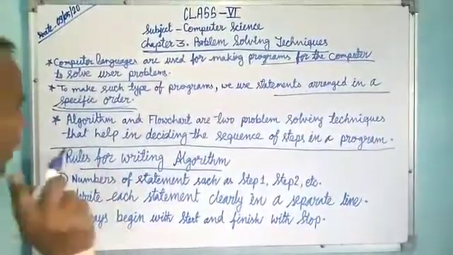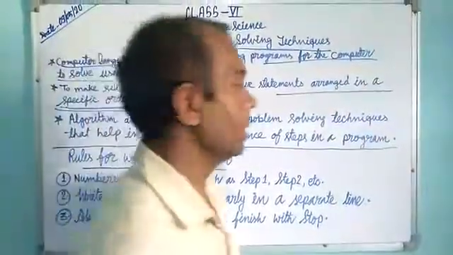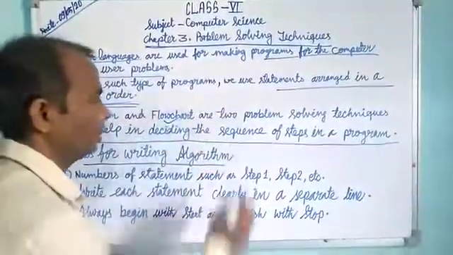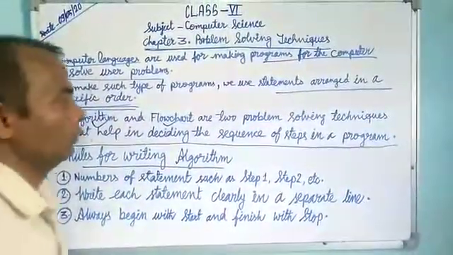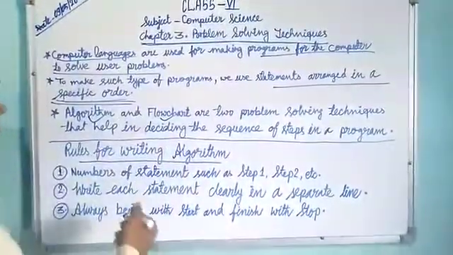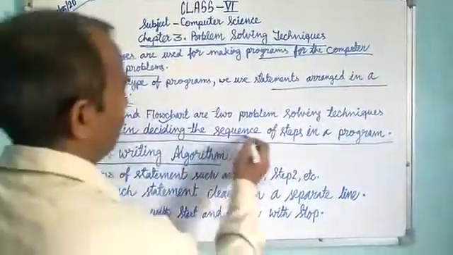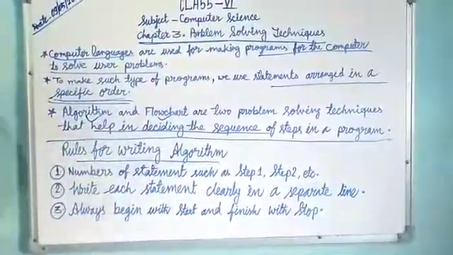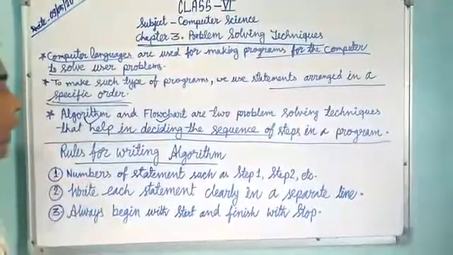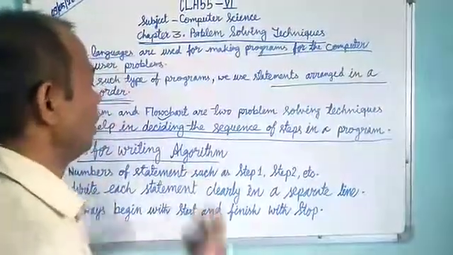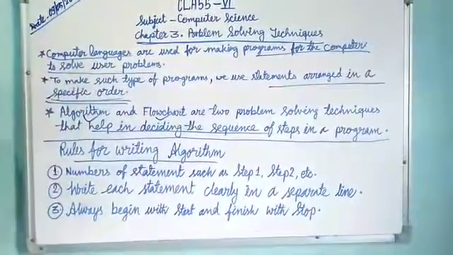Okay, we have two special types of techniques. One is algorithm and the second one is flowcharts, for helping in deciding the sequence of steps in a program. So through these two techniques, it is very helpful in solving problems by making programs.